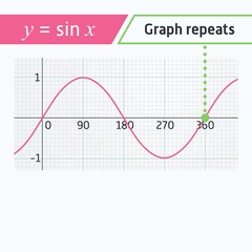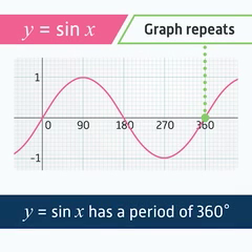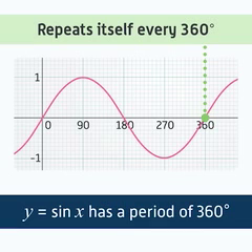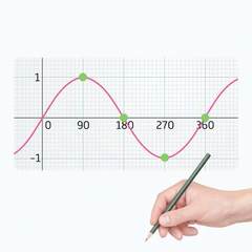After this point, the graph repeats itself, so we can say that y equals sine x has a period of 360 degrees. This means that the graph repeats itself every 360 degrees. By plotting these 4 simple points, you should be able to draw this graph yourself. Just remember the wave shape that the graph has.